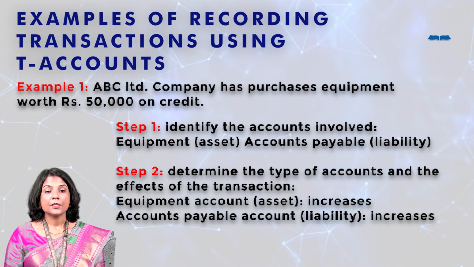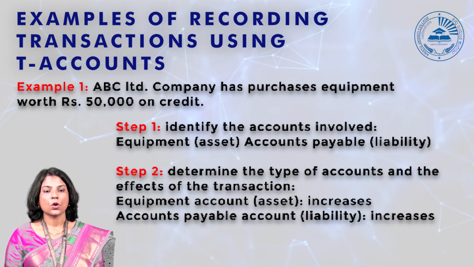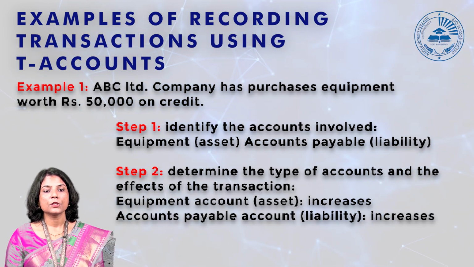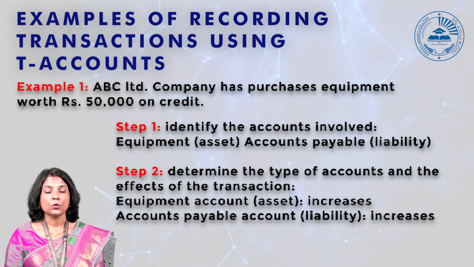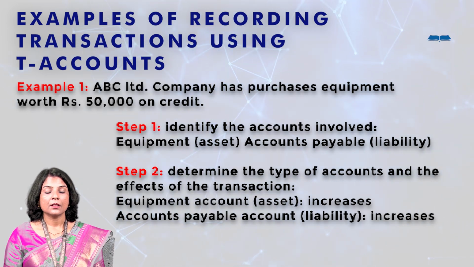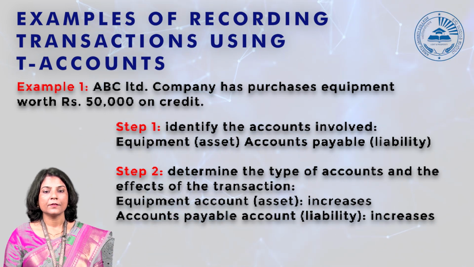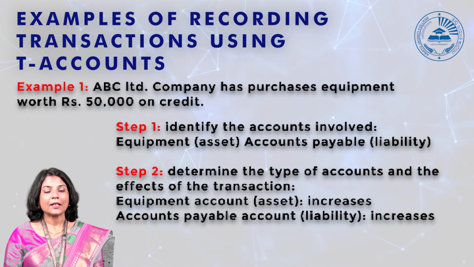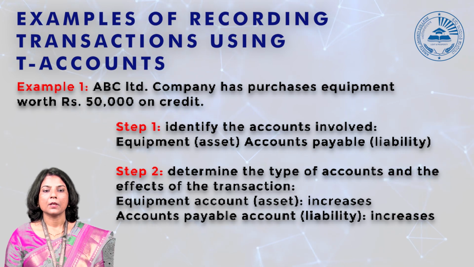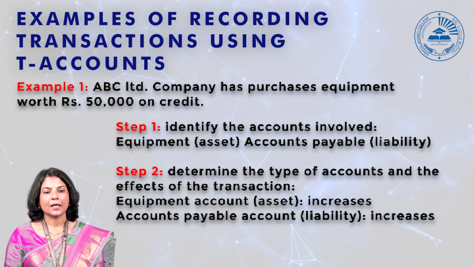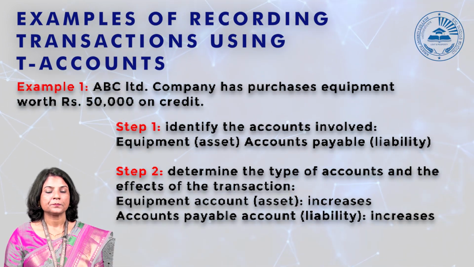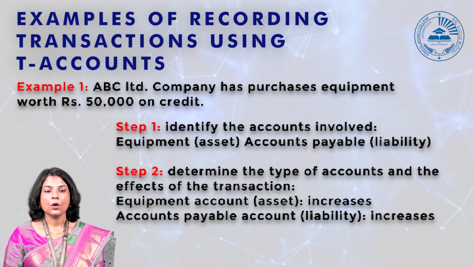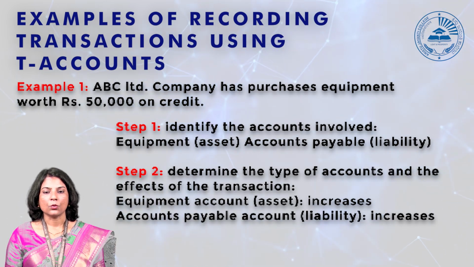And the company has to pay. The company has not purchased on cash. The company has purchased this equipment on credit. That's why it will go to the accounts payable account, which will be a liability. There is an increase in the liability of rupees 50,000. That's why there is an increase in accounts payable account or liability account. So we have identified the two accounts and how they are increasing or decreasing. Now we will apply the double entry accounting principles.